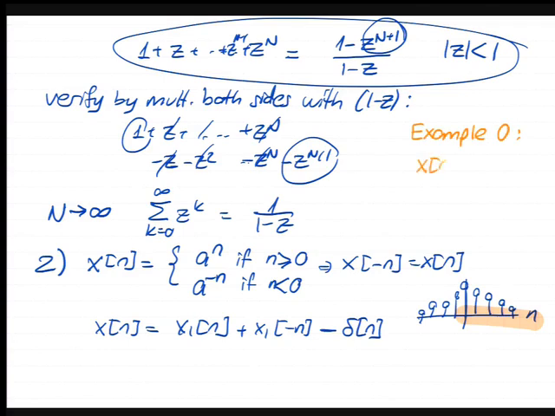If x of n is delta of n, what is x of e to the j omega? It's the sum of delta of n e to the negative j omega n from n negative infinity to infinity. But that sum does nothing, really, because delta is always 0 except when n equal to 0. It really is not a sum. It is just delta of 0 times e to the 0. And delta of 0 is 1, right?